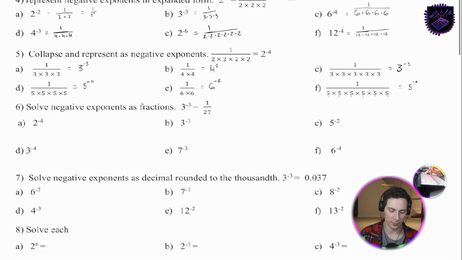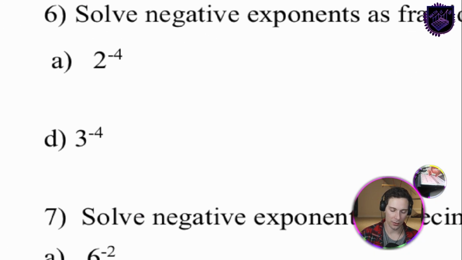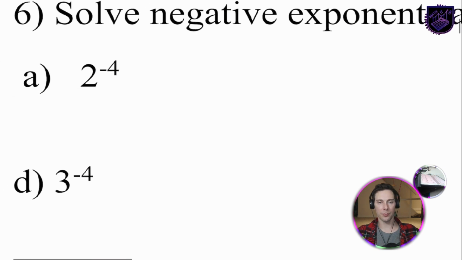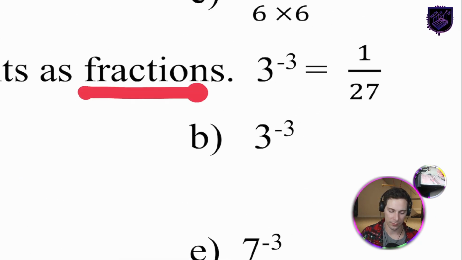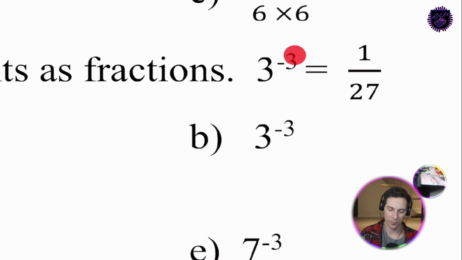All right. Not too hard. Now we're going to solve these. So now we're actually just going to skip all of the expansion and just solve them. This one's specifically asking you to solve it as a fraction. For example, 3 to the power of negative 3 is like the fraction 1 over 27.